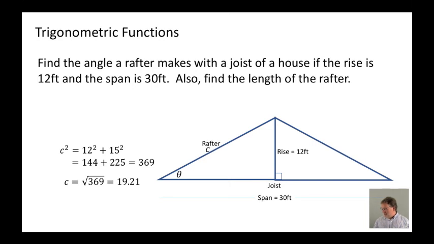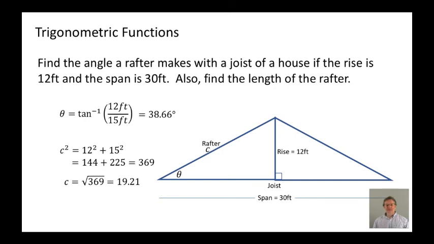And we could actually find out what the angle is of that by taking the inverse tangent of 12 over 15. That's the opposite over adjacent. We can find out the measure of angle theta there, and what we get is 38.66 degrees.